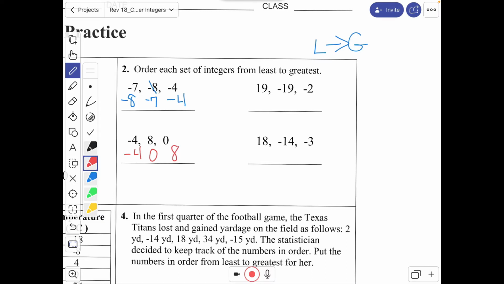We have 19, -19, and -2. -19 is the smallest. It would be the farthest to the left. And then -2, and then the positive number would be the biggest. Last set, 18, -14, and -3. -14 is the least because it would be the farthest to the left on the number line. And then -3, and then the positive is the biggest.